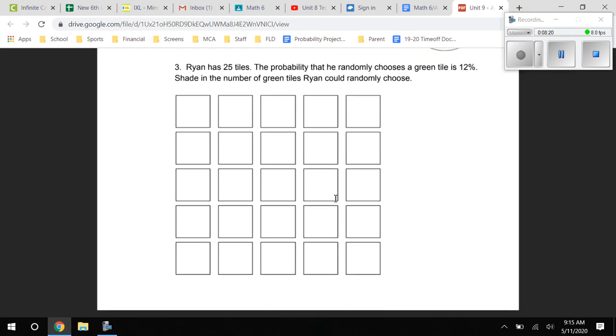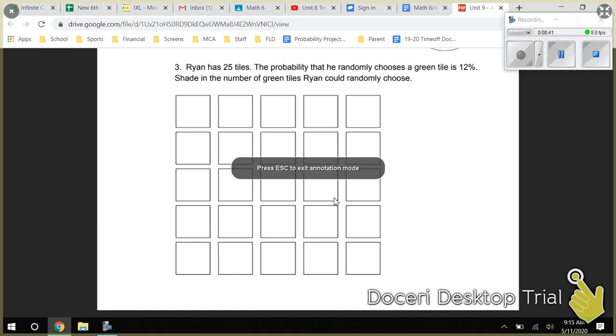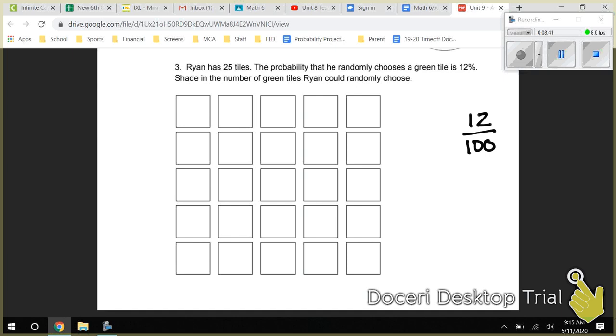All right, Ryan has 25 tiles. So there's 25 boxes there. The probability he randomly chooses a green tile is 12%. Shade in the number of green tiles that Ryan could randomly choose. Okay, so there's a few different ways we could do this. One way is we could do 12 out of 100 because 12%. 12 is out of 100. And then 25 is our total. Okay, and we're looking for that number.